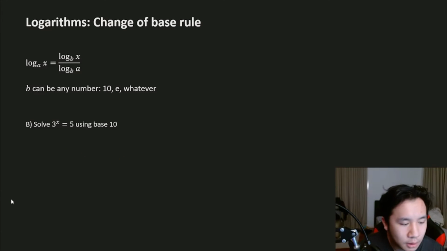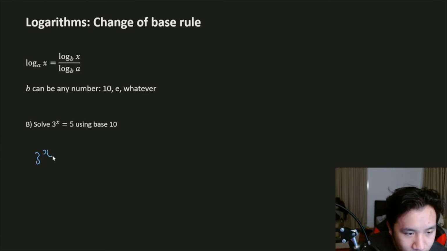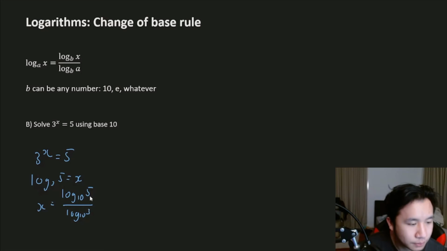All right, so let's say we have this other question: solve 3 to the power of x equals 5 using base 10. Now you wouldn't be able to figure this out in your head, so let's solve this using the change of base rule. I know 3^x = 5 is the same as log base 3 of 5 is equal to x. Now I can use the change of base rule right here: log base 10 of 5 over log base 10 of 3. Now if you punch this in the calculator, you should get 1.465 to 3 decimal places.